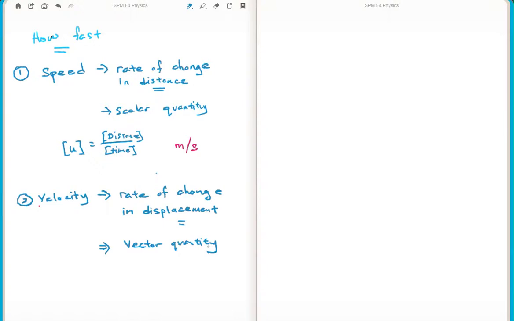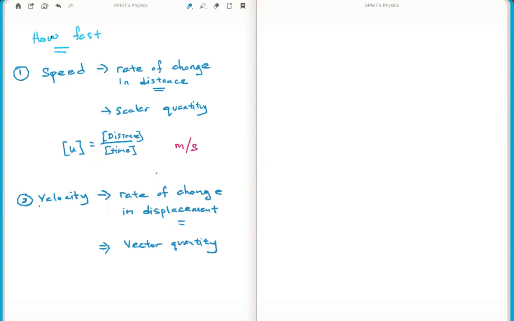So the concept of how fast is not limited to physics. It is across the science stream, the science field. You have chemistry, rate of reaction: how much precipitation forms over time, how many grams form per time. So the concept of speed is not only in physics. That's why it's important to take physics. You're able to relate them across the subjects. Okay, let me come back to here.